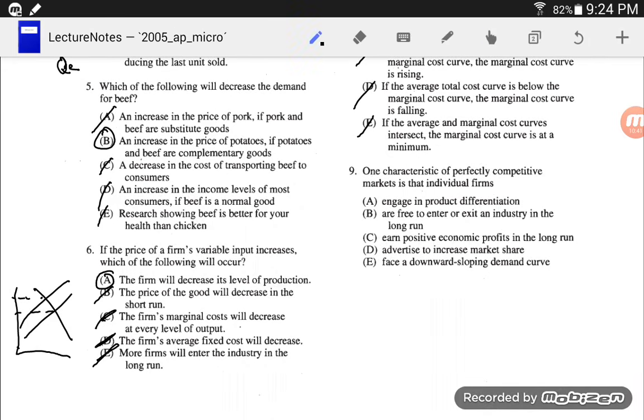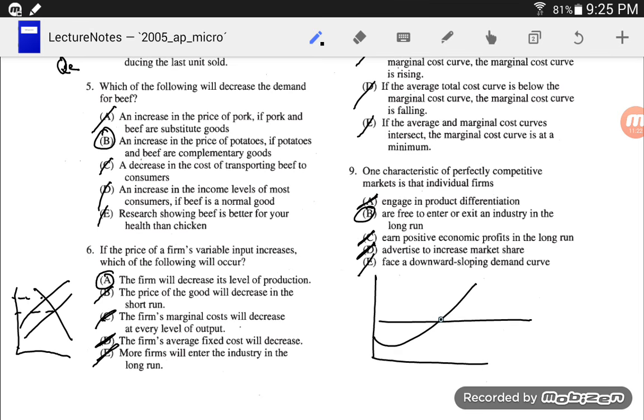Number 9. One characteristic of perfectly competitive markets is that individual firms do not differentiate their products. They all offer the exact same thing. Are free to enter or exit an industry in the long run. Yes, that's important for perfectly competitive markets, that firms can come and go. In the long run, they do not earn an economic profit. They don't advertise to increase market share. That's what monopolistic competitive firms do. And they don't face a downward sloping demand curve. They actually face a flat one.